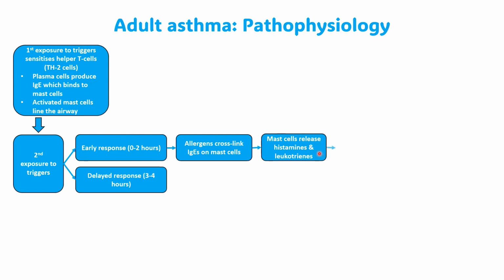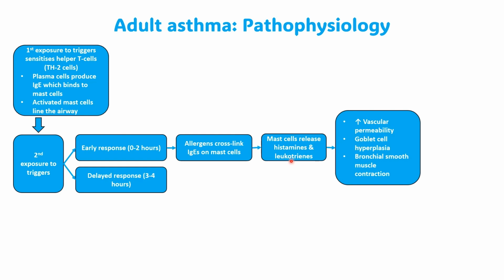In particular, histamine is going to cause increased vascular permeability. We're going to have hyperplasia, so increasing the number of goblet cells, and we're also going to have bronchial smooth muscle contraction. Increased vascular permeability is going to lead to airway edema, so airway swelling. And with the goblet cell hyperplasia, we've got increased mucus production. So we're physically blocking the airways. Like I said, we're going to have that airway obstruction, and that's going to result in asthma.